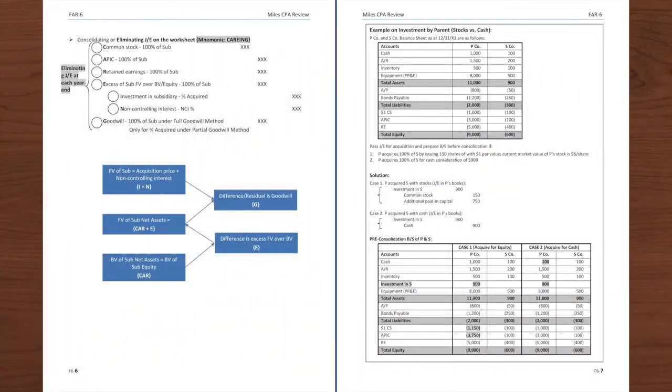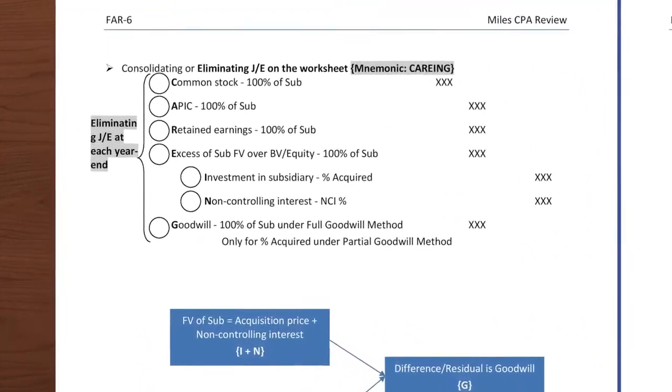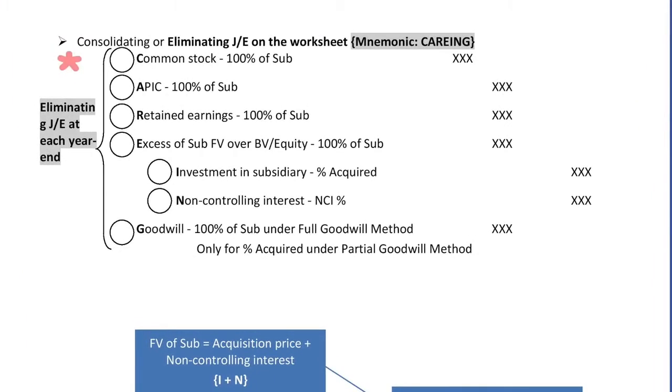Move on to page 6 where you have the eliminating journal entry, CARE-ING. So put a star there and fill in the bubbles: C-A-R-E-I-N-G. So CAR, that's the sub's equity. E, that's the excess fair value over book value. I is the investment in subsidiary. N stands for non-controlling interest if less than 100% is acquired by the parent. G is the residual goodwill.